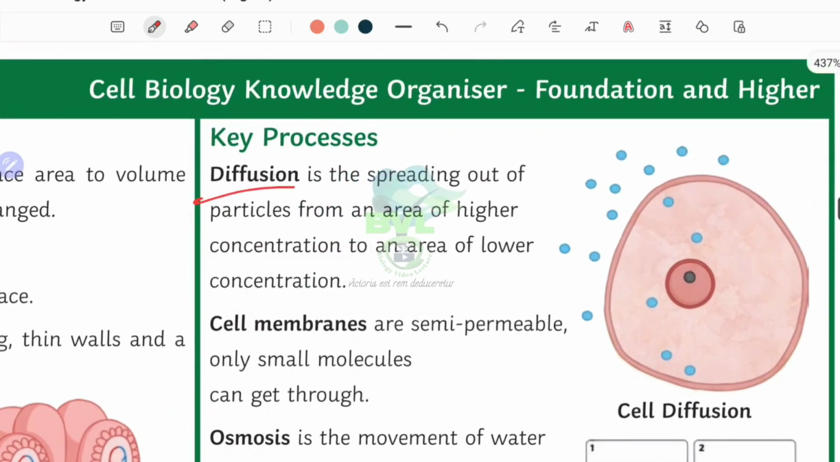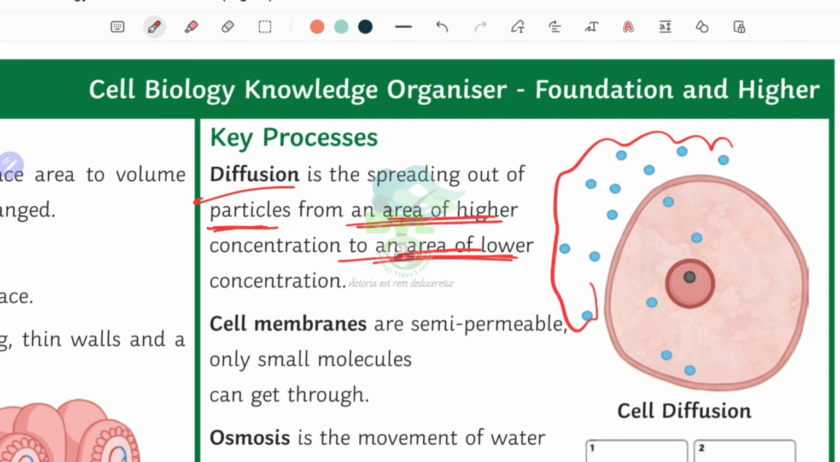The first one on the list is diffusion, which is the movement of substances or particles from an area of higher concentration towards an area of lower concentration. So looking at this here, outside here, we have more of those particles. Now, please pay attention to particles. You say particles or molecules or substances, but you can't say water or fluid, or say solvent. So you should stick to particles or molecules.